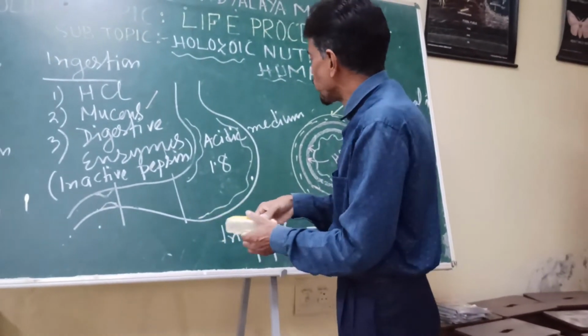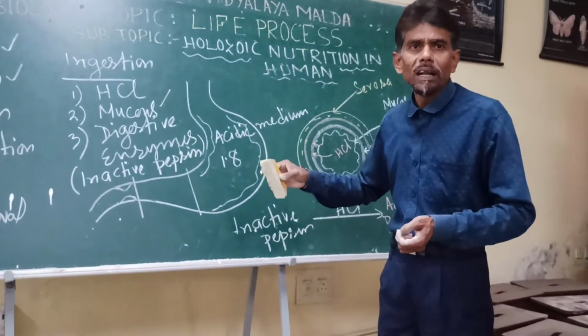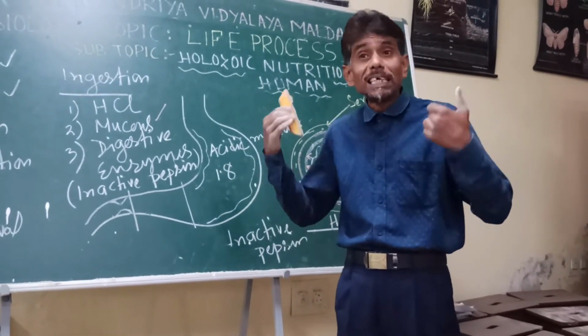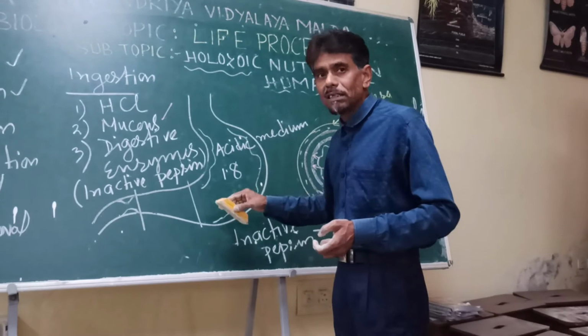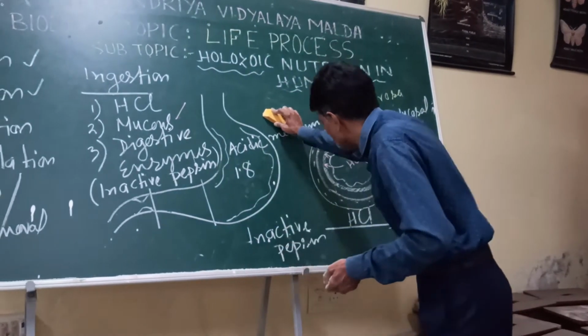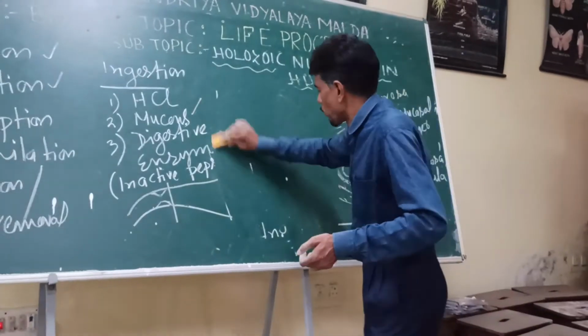Now we shall come to the next part of the human alimentary canal, where the final digestion, maximum digestion, takes place. That is the small intestine. So let me rub this part so that I can proceed.